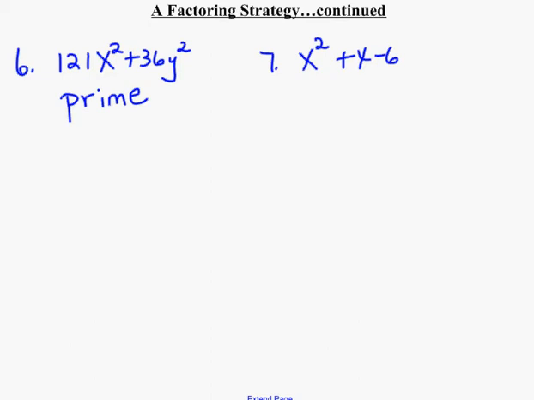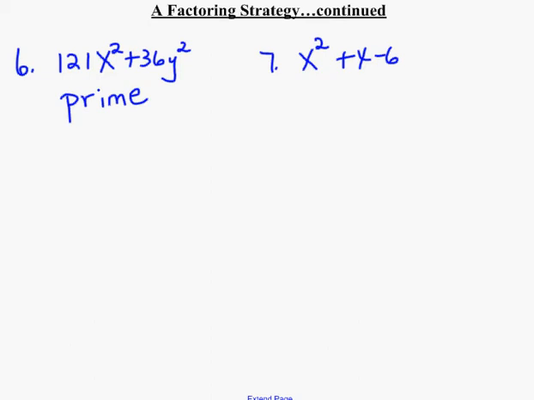The next thing I do is count my terms. I have 3 terms. Remember, with 3 terms, the first thing you want to ask yourself is, do I have a perfect square trinomial? Well, the first term is a perfect square, but the last term is not. 6 does not have a square root, besides which it's negative, and you can't have a square root of a negative number in the real number system, so it's not a perfect square trinomial. So then I'm going to go on to the t-chart.